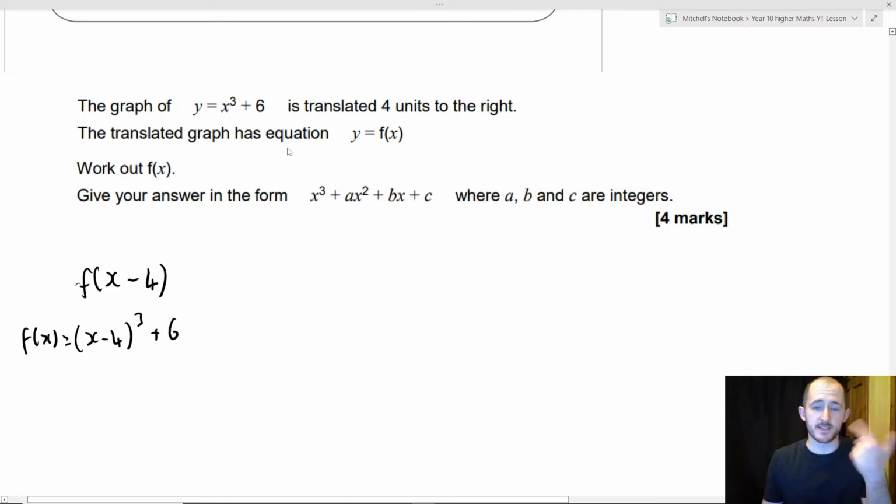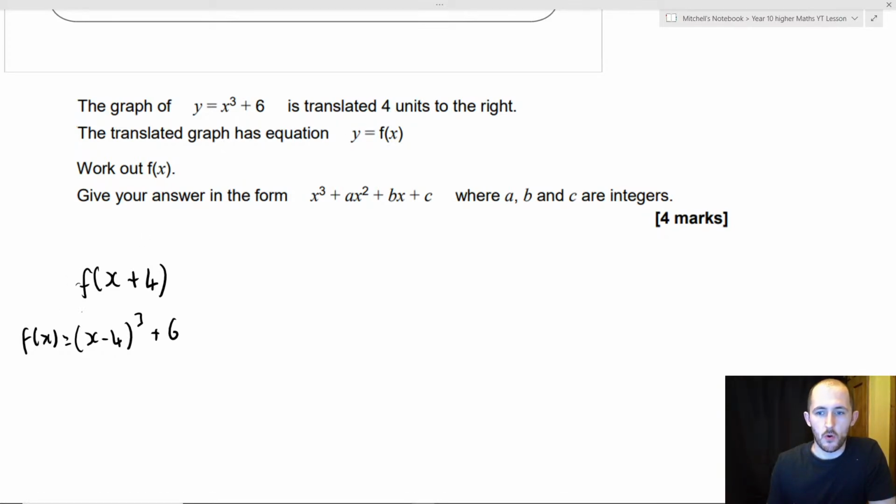Now that first step is where most students messed up on the question. Okay? Because they didn't make the link. Some of them did make the link, but instead they did this. Or they did this, because they forgot about it. Or when they subbed it in, they did something like this. They did x cubed plus 6 minus 4.